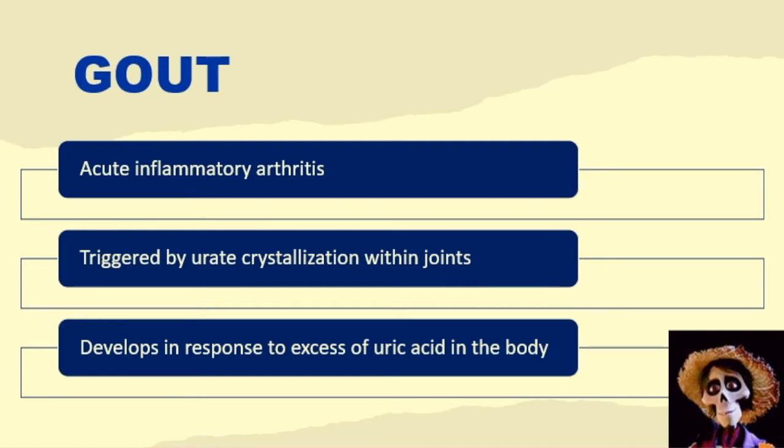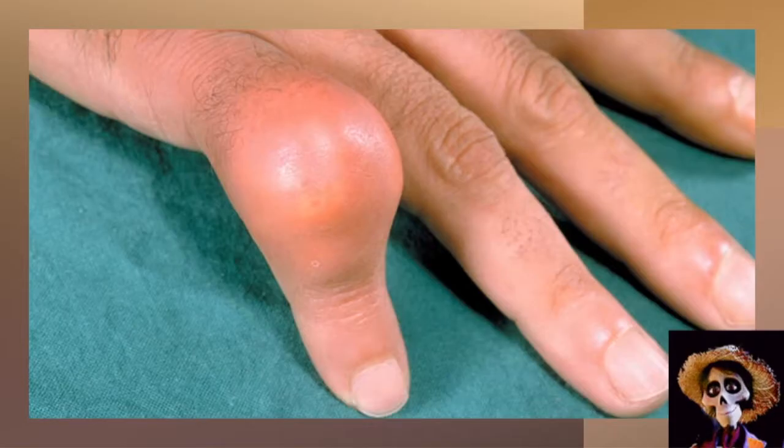And this develops in response to excess of uric acid in the body. So you have these problems: increase of uric acid inside the body, which leads to urate crystallization, and then later on acute inflammatory arthritis. Now, this picture would show us that an acute gouty arthritis would usually affect the distal interphalangeal joints. So the sites affected are your distal interphalangeal. When I say distal, the farther end on the interphalangeal between your phalanges.